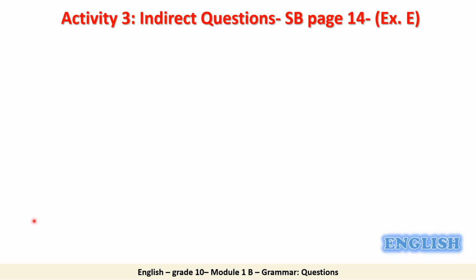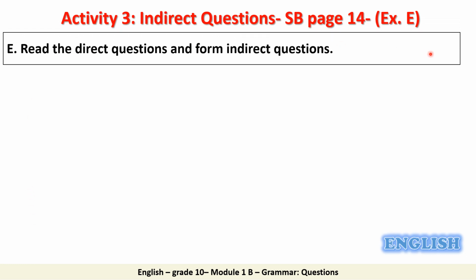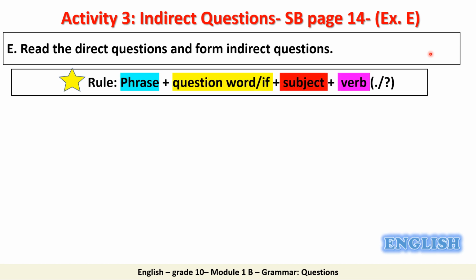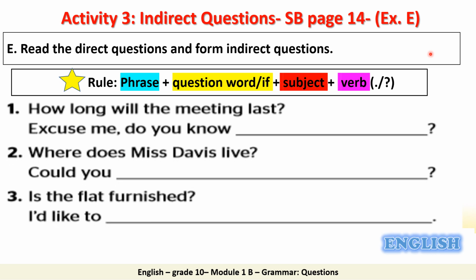Student's Book, page 14, Exercise E. You are going to read the direct questions and form indirect ones. But first, I'm going to display the rule for you as a reference. Now, we will solve the first one together as an example.